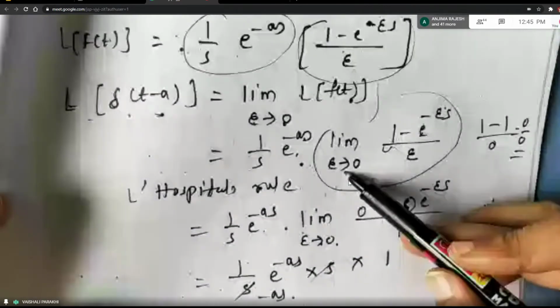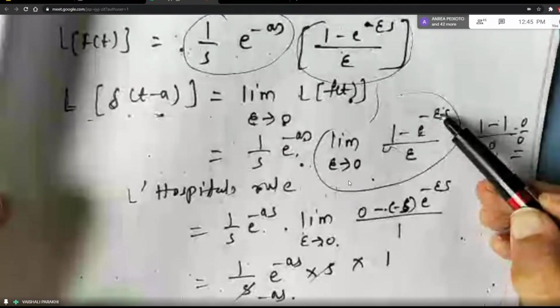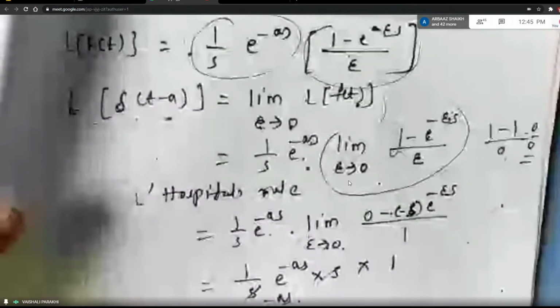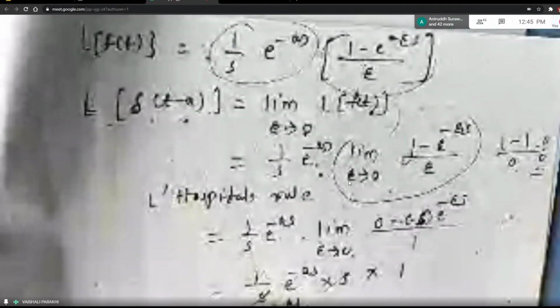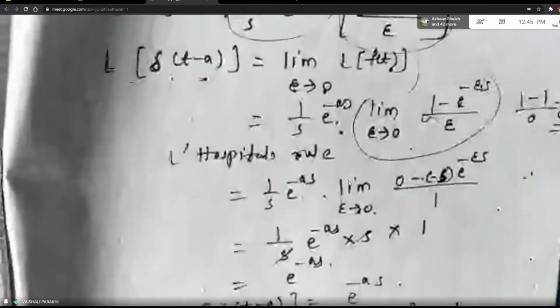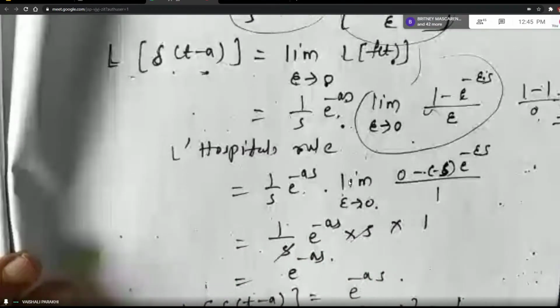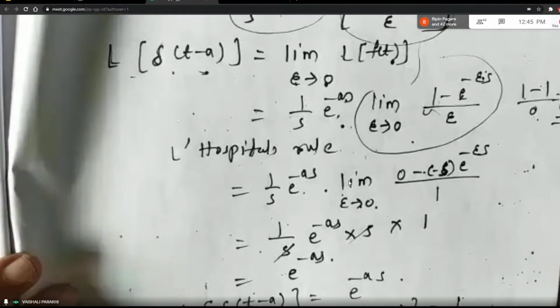If you directly replace epsilon by 0, you will get 0 by 0, no? Because anything raised to 0 is 1. 1 minus 1 is 0 by 0. Whenever you are getting 0 by 0, do you remember what we call 0 by 0, infinity by infinity? They are called indeterminate forms. Last semester also you learned, no? Indeterminate forms. So which rule do you go for? You go for L'Hopital's rule, or we call it L'Hospital's rule. Means you have to take the derivative of numerator upon derivative of denominator till you get some valid answer.